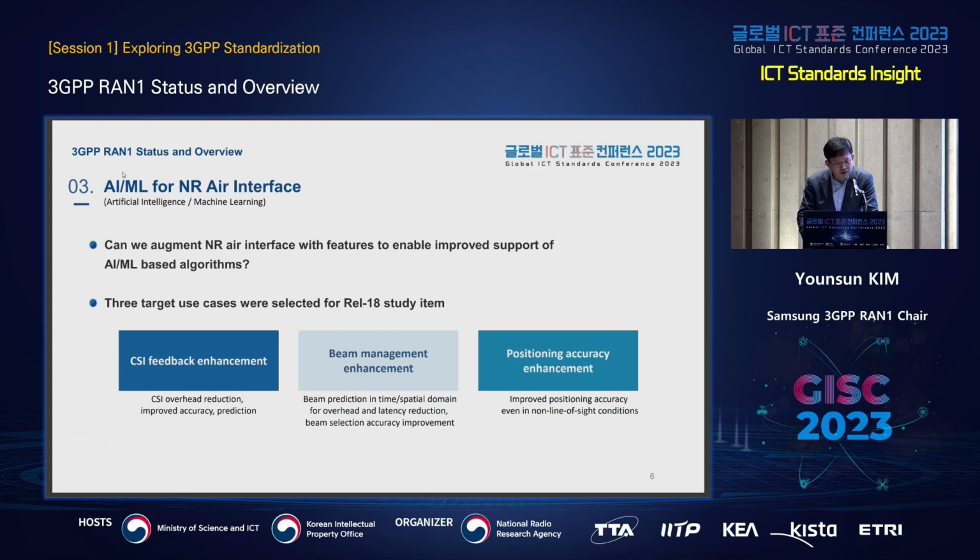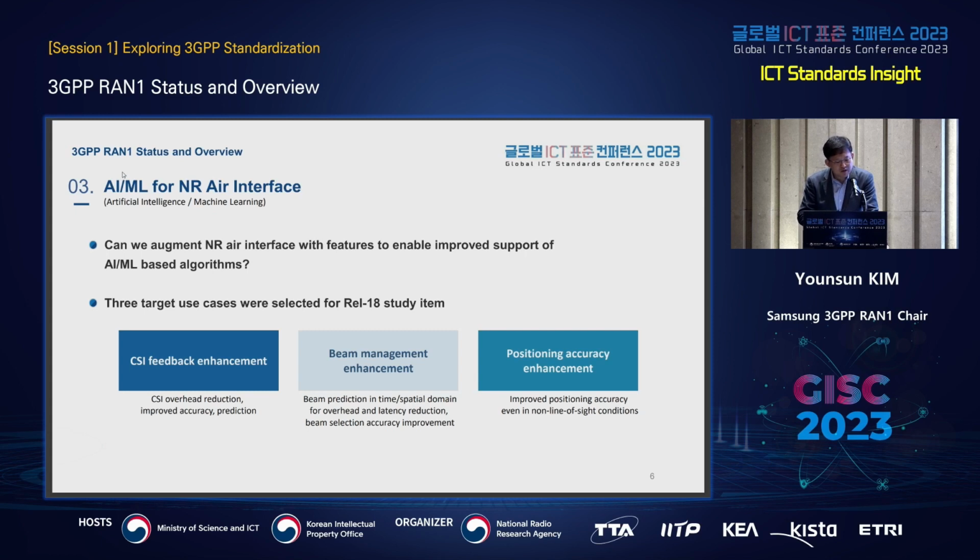Now, what we were looking into in Release 18 is, can we augment our own air interface specifications to allow and improve the performance of AI/ML? Is this something possible? Can we somehow tweak the 5G specifications so that AI/ML can do a bit better? We selected 3 target use cases for this purpose, and these 3 target cases were selected for a reason.